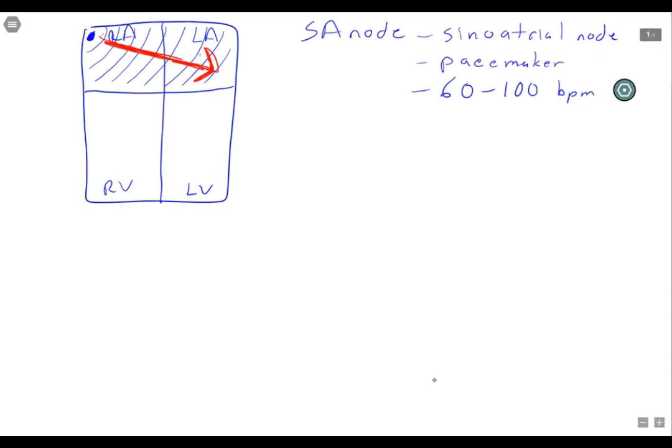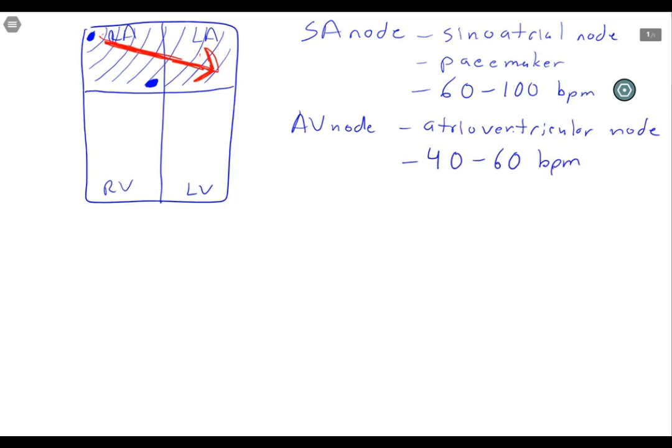Now, that electrical activity, in order to get into the ventricles, has to enter a collection of cells here at the bottom of the right atrium called the AV node, the atrioventricular node. It's between the atria and the ventricles. Even if there was no electrical activity from the SA node, the AV node could fire on its own, and it would fire somewhere between 40 and 60 beats per minute.